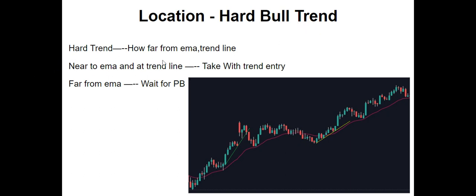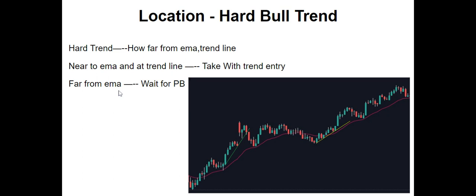In a hard trend, we have to see how far it is from EMA and trend line. Means you should draw trend lines. These are the trend lines I drew. This is one trend line in white. Here another trend line I drew in green. If it is near to EMA and at the trend line, then take a with the trend entry. Look at this example. Here you are getting trades near to EMA, and at the trend line.